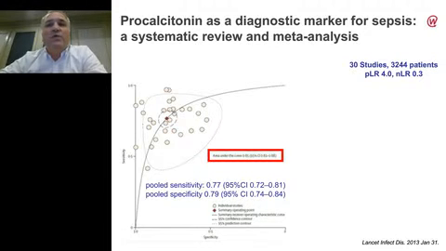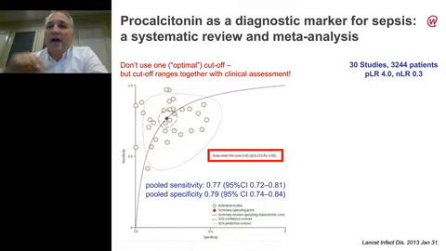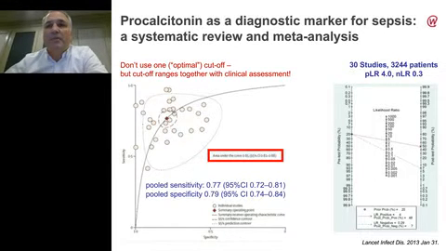So how can we use a marker that is not perfect? Here it's very important to realize that we need a strong clinical assessment combined with PCT so we can really make it work. So PCT has to be used in conjunction with clinical assessment. So we have to first establish the pretest probability, and the pretest probability is established based on our clinical assessment.